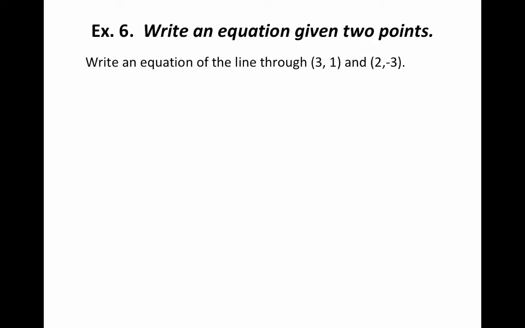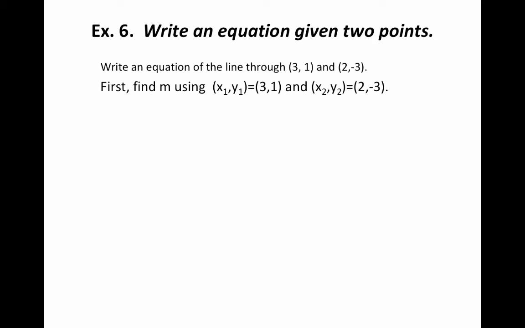Okay. Now, we're going to write an equation of the line through (3, 1) and (2, -3). Now, from geometry, you know 2 points define a line. So we know this is enough information to give us everything we need to know to identify this specific line. Now, one thing that's different about this problem and the prior examples is we're not given the slope. We're actually going to have to calculate the slope.